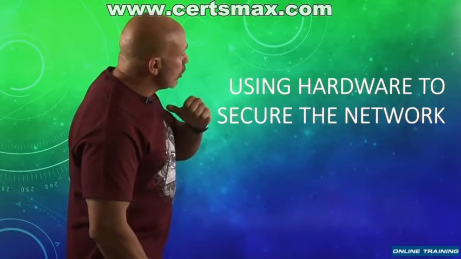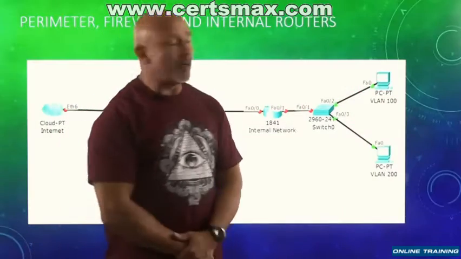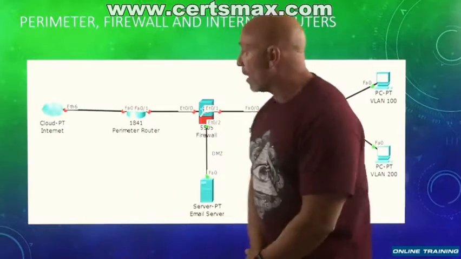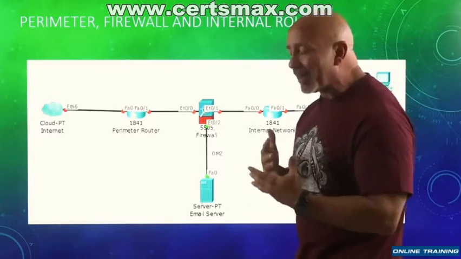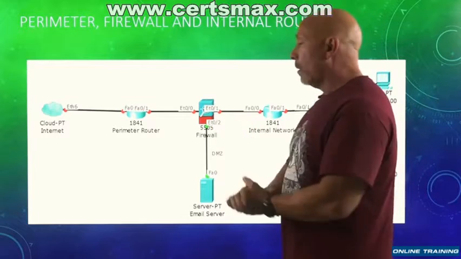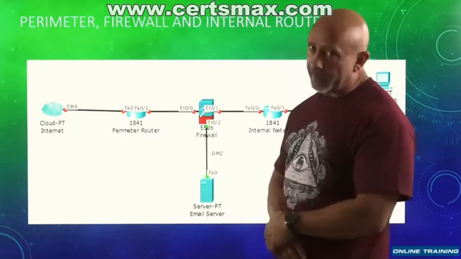We're going to learn using hardware to secure the network, but we're going to learn concepts on how to do that. And we're going to learn it via this particular drawing right here. You're not going to configure a firewall in your CCNA. You will be configuring access lists, which we'll go over later, but you're not going to be configuring a firewall.